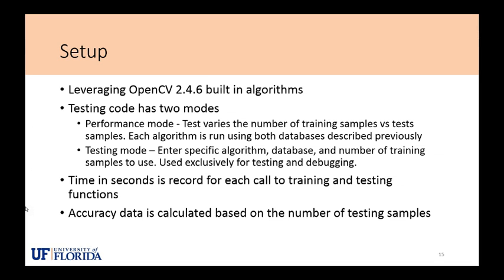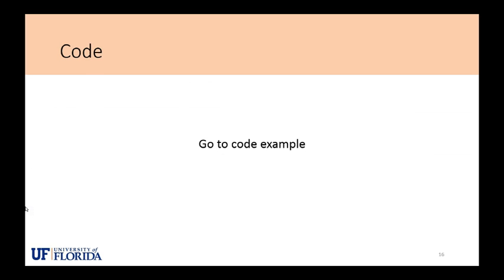The accuracy data is a little complex because the number of testing samples changes depending on how many of the samples we're using for training. So essentially, if we only have 10 samples to use and we use 7 of them to train with, that only leaves 3 to test with, so it's sort of dynamic depending on what test we're doing.